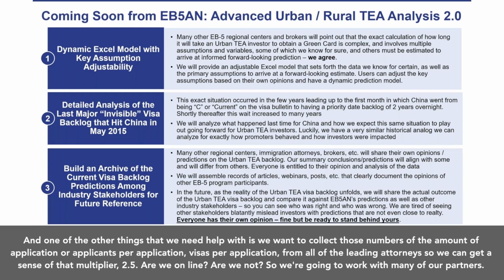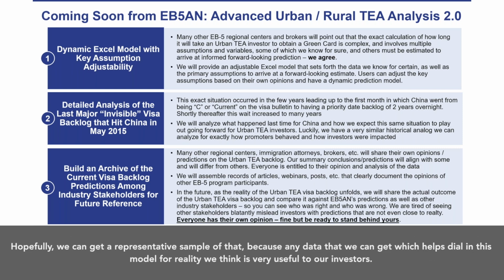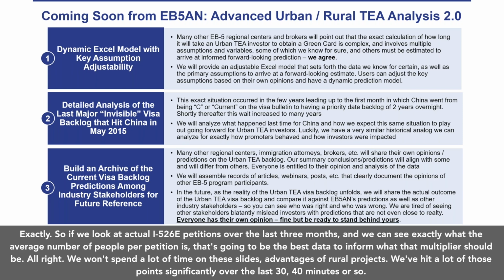One of the other things we need help with is collecting the numbers of applicants per application, visas per application, from all of the leading attorneys, so we can get a sense of that multiplier of 2.5. Are we online? Are we not? We're going to work with many of our partners. Hopefully we can get a representative sample, because any data that helps dial in this model for reality is very useful to our investors. Exactly. If we look at actual I-526E petitions over the last 3 months and see exactly what the average number of people per petition is, that's going to be the best data to inform what that multiplier should be.